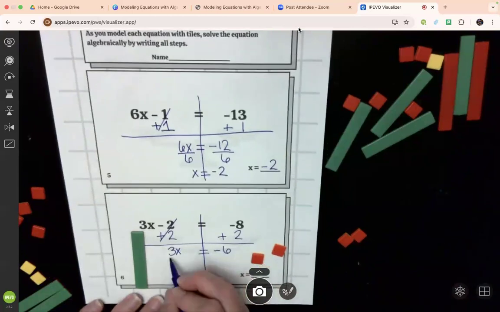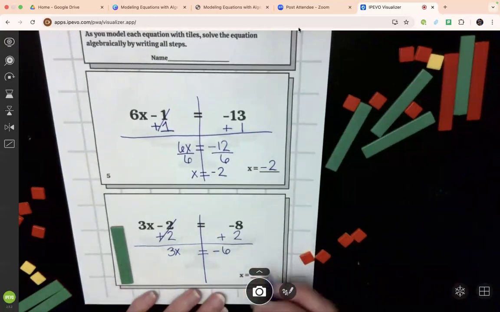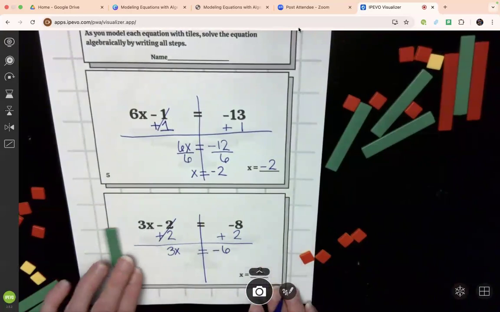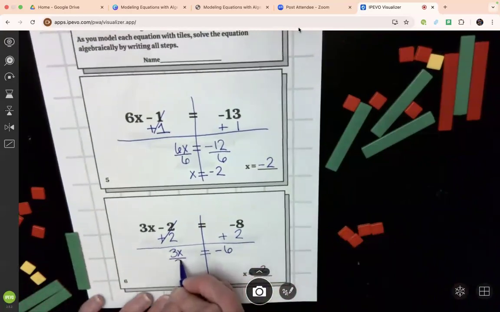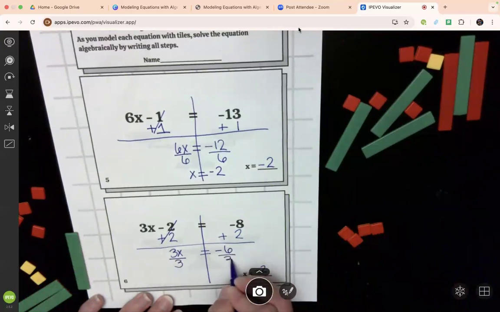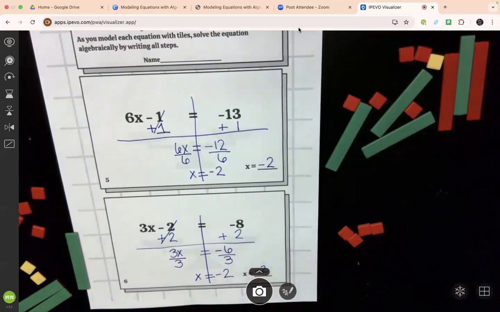All right, so now I'm going to divide. We know this is going to be a negative 2. That's what we were shown with our algebra tiles, but I'm going to finish writing this out. So I'm going to divide both sides by 3. 3 divided by 3 gives me 1x left. Negative 6 divided by 3 gives me negative 2. All right, great job.